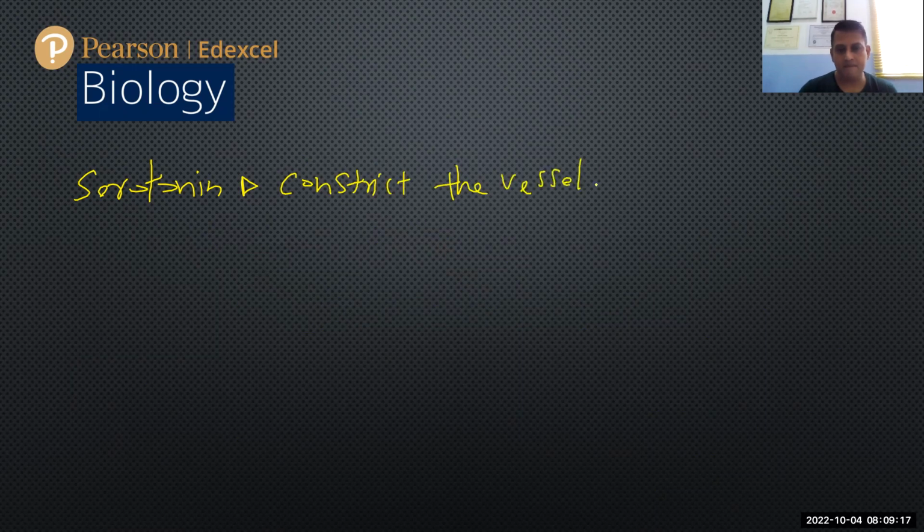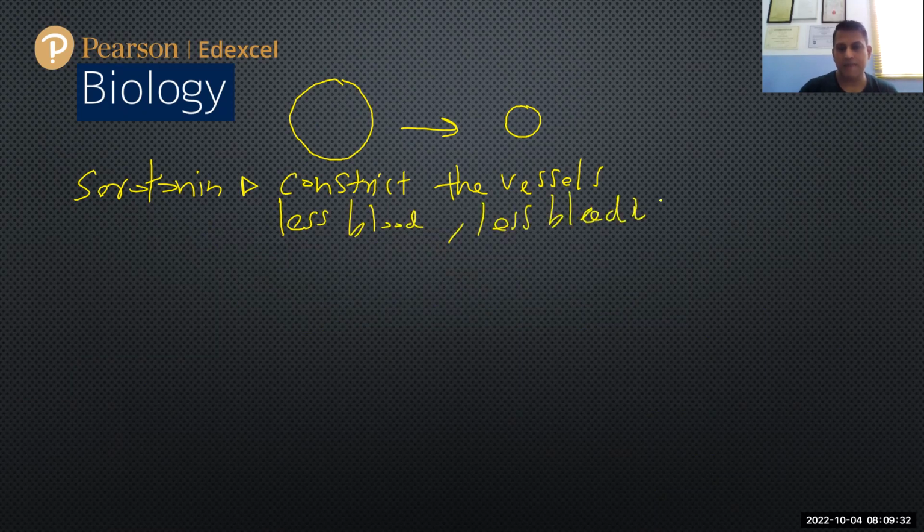What is the function of serotonin and thromboplastin? First we look at the function of serotonin. Serotonin can constrict the blood vessels. If the diameter is like this, because of the action of serotonin, it becomes like this. So then it gets less blood, then less bleeding. Then we look at the other important chemical, thromboplastin.